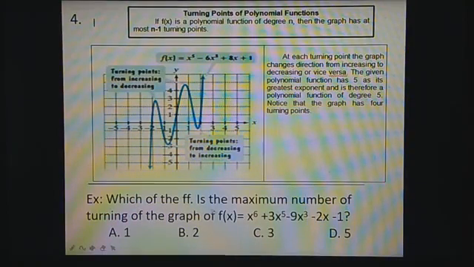Ito naman example. Which of the following is the maximum number of turning points of the graph of f of x equal to x raised to 6 plus 3x raised to 5 minus 9x raised to 3 minus 2x minus 1? Yung ating degree ay 6. Ang turning point niya, 6 minus 1. Ang turning point natin is 5. The answer is letter D. Okay, yan yung pinakamadali sa property.